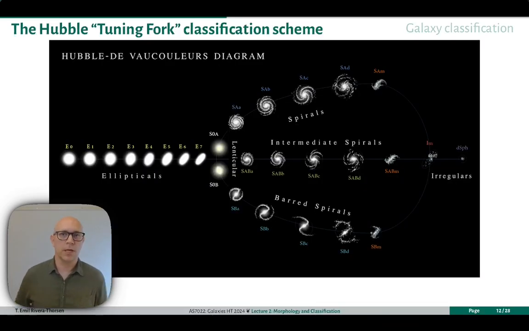So this is a look at the Hubble tuning fork classification scheme, or actually, as you can see, it's called the Hubble-de Vaucouleurs diagram. In the original Hubble tuning fork scheme, there were only two arms. The one up here showing the usual normal spirals, and the one down here showing the barred spirals. In the de Vaucouleurs diagram, there's also the intermediate spirals here in the middle.